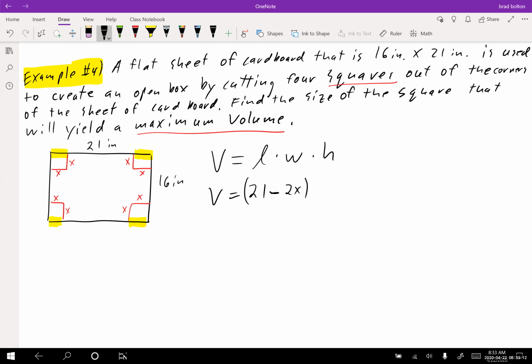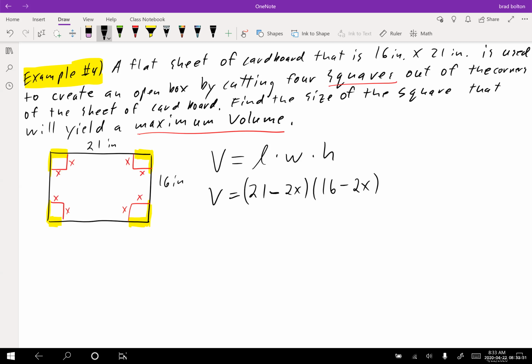Okay. Now let's do the width. Now you should be able to get the hang of it. Similar idea. We're now cutting this distance out right here, and we're cutting this distance out. We're cutting this distance out, and we're cutting this distance out. So you guys should be seeing that we're cutting a 2x from each dimension.